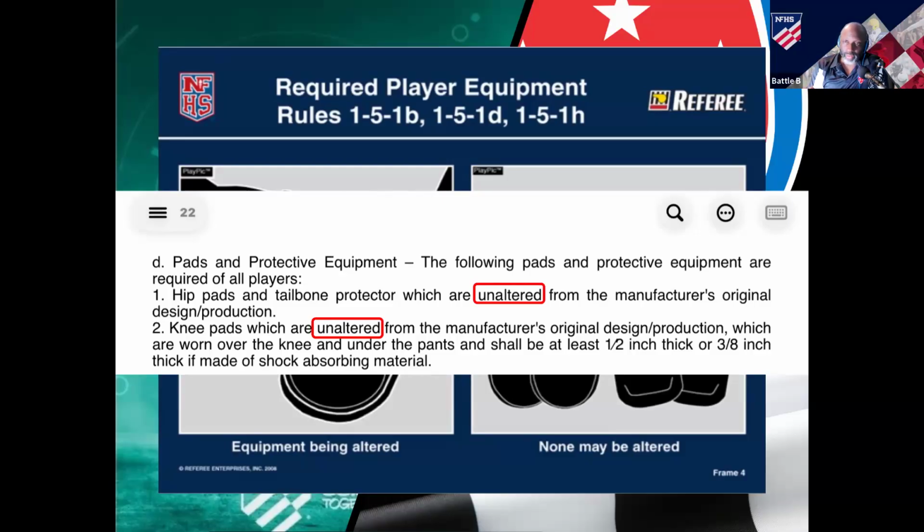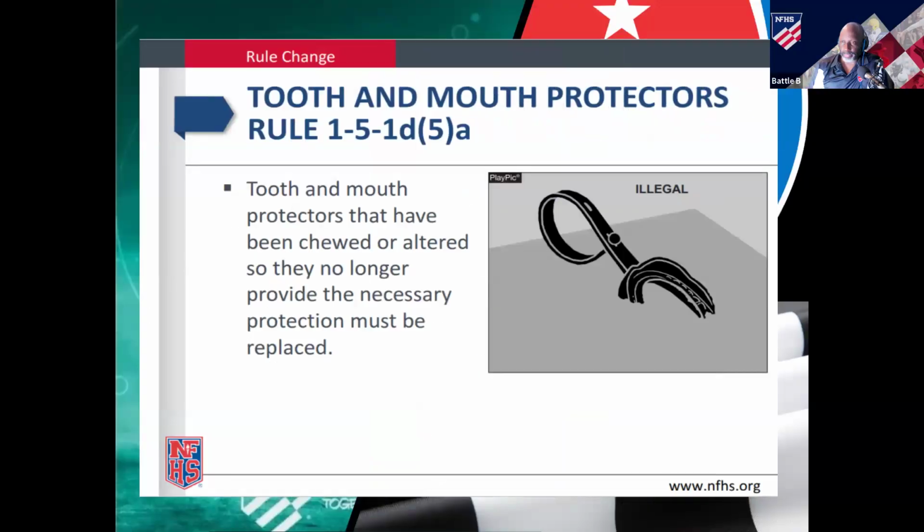Now, talking about that, let's talk about mouthpieces. This is illegal, and I'm gonna tell you what some players do. Y'all might know this. What they'll do is they will cut the edges off, so when they put it in, it looks like they have it in, but it's only covering this far. It's not going all the way back.